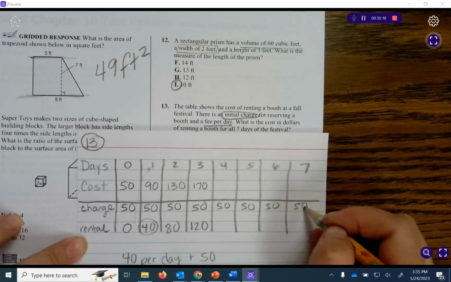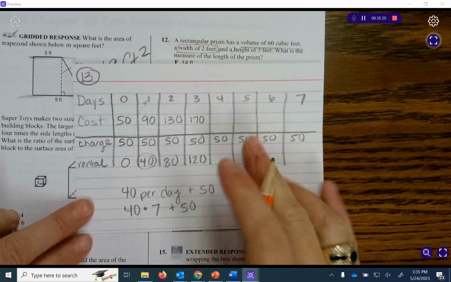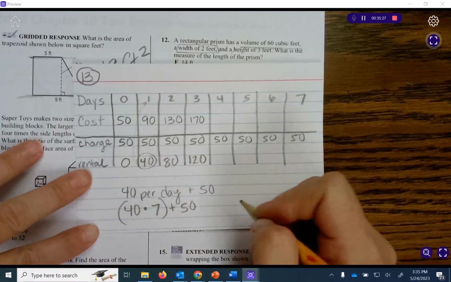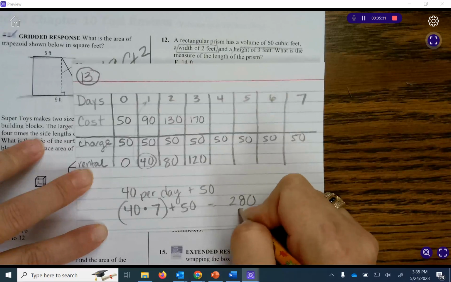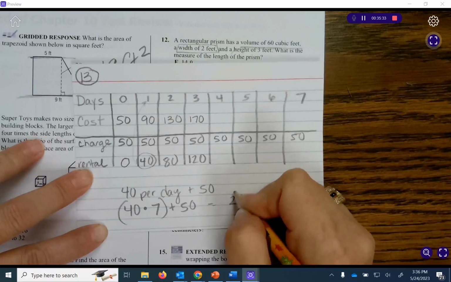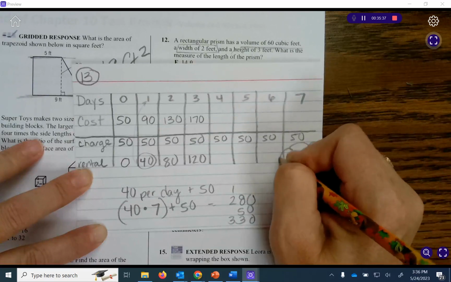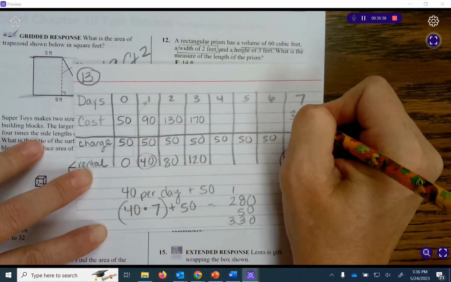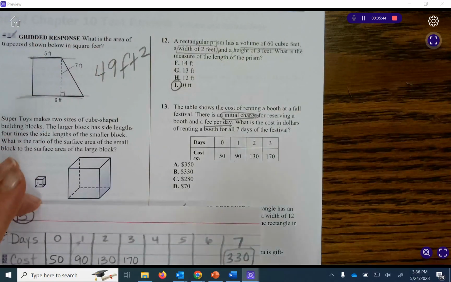So for 7 days, you would do 40 times 7 plus 50. That would equal 280 plus 50, which is 330 total. And that is answer choice B.